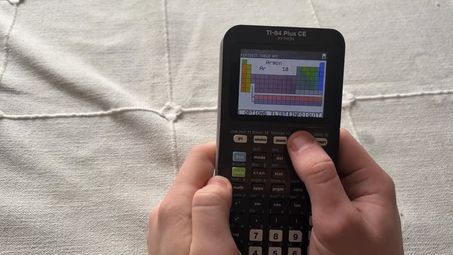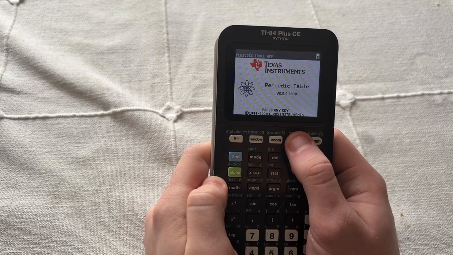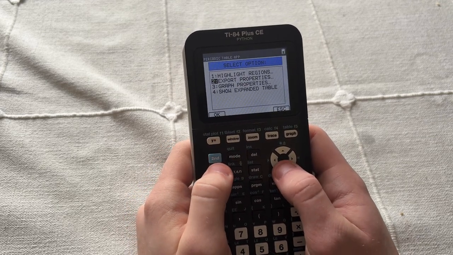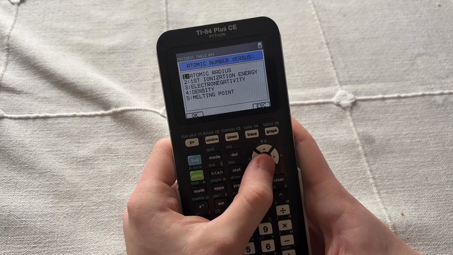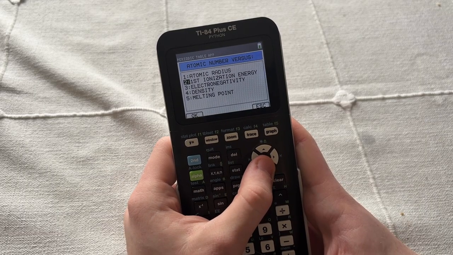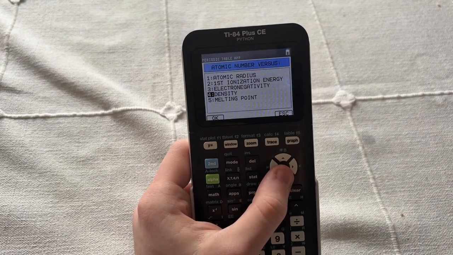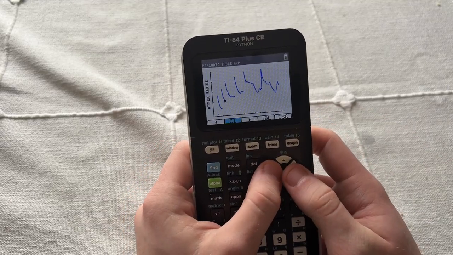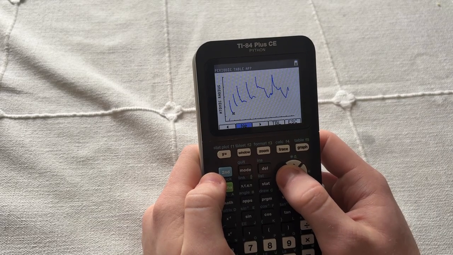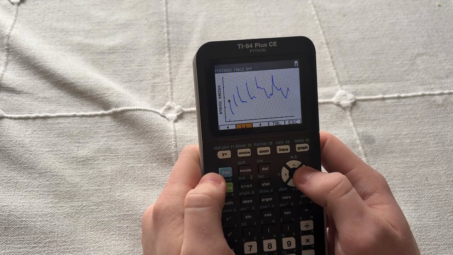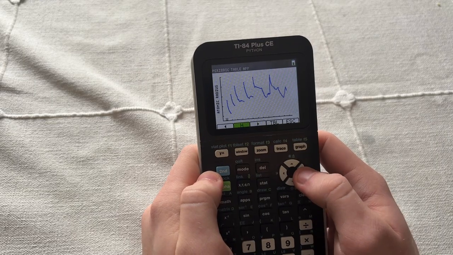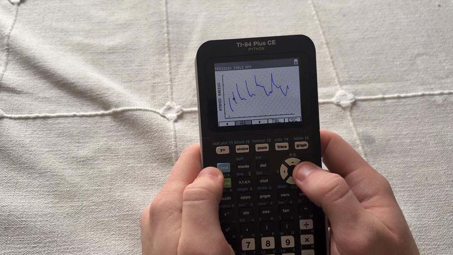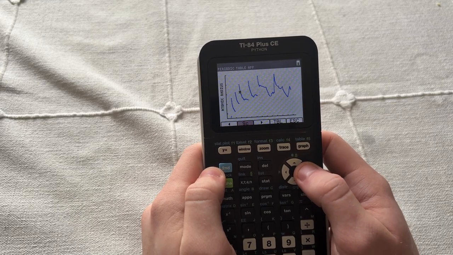Here is the most important function. If you go into options, under graph properties, you can find all of these periodic trends, which are very important in AP Chemistry. Atomic radius will tell you how large the atom is, so you can see all these going up with hydrogen being the smallest, and it just continues to go bigger and bigger, following the periodic trend that we all know and love.